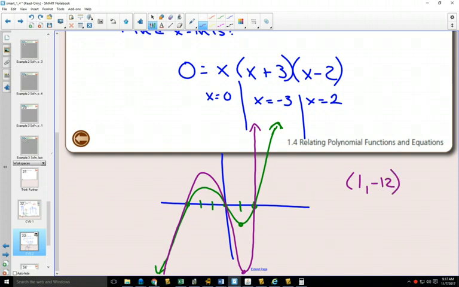You're going to get the point 1 comma negative 12. So I could use a table of values, and it appears that my purple graph is more accurate than my green one, just by plugging that value in. I also don't know for sure that that's exactly where my minimum is. It might be, but it's not guaranteed.